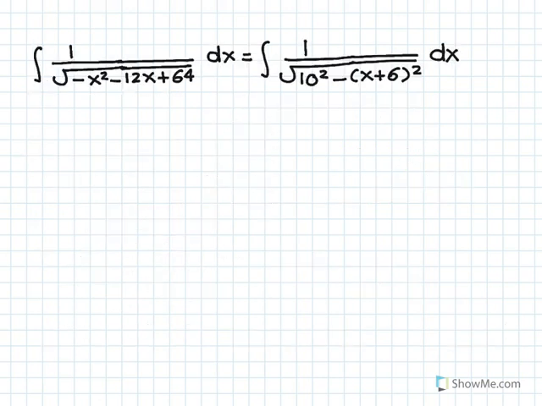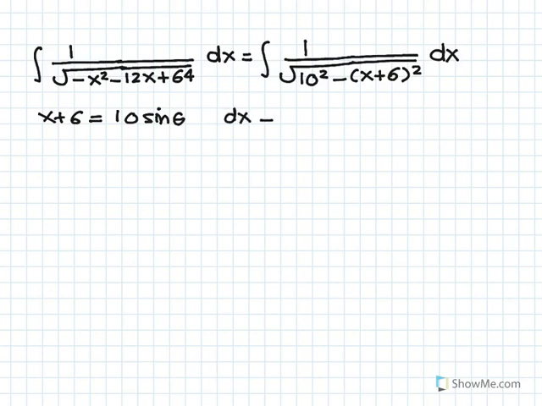Alright, so what we have shown by completing the square is the integral of 1 over root of minus x squared minus 12x plus 64 dx is equal to the integral of 1 over root 10 squared minus x plus 6 squared dx. This is very important to be able to complete the square so that you can apply trig substitution. Otherwise, we couldn't even start the trig substitution. So we have constant squared minus variable squared, x plus 6, that's our variable, is equal to 10 sine theta. That's the trig substitution we'll be applying, a sine substitution.